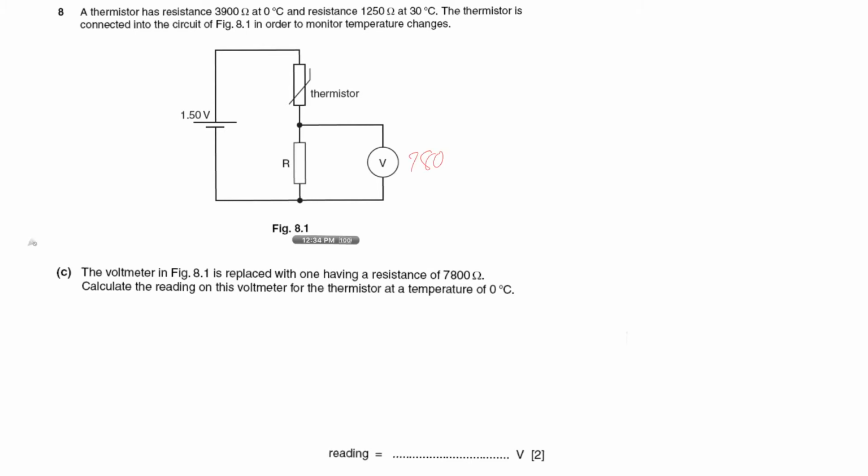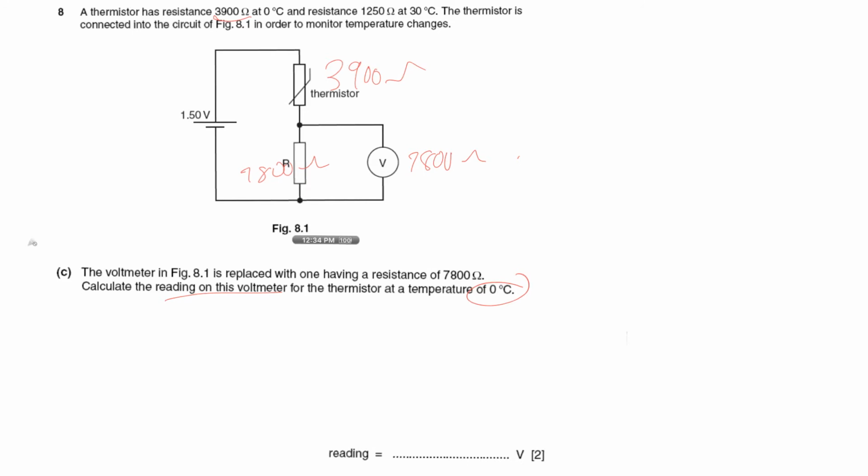7800 ohm. Now remember, we also calculated the R just now as 7800 ohm. So we know that these two values of resistors now. And we also know that they want you to find the reading of voltmeter for temperature of 0. So that means the resistance of the thermistor is 3900. Now, to find the reading on the voltmeter, I mentioned before, it's the same as asking you for the PD across the voltmeter. Do you understand?